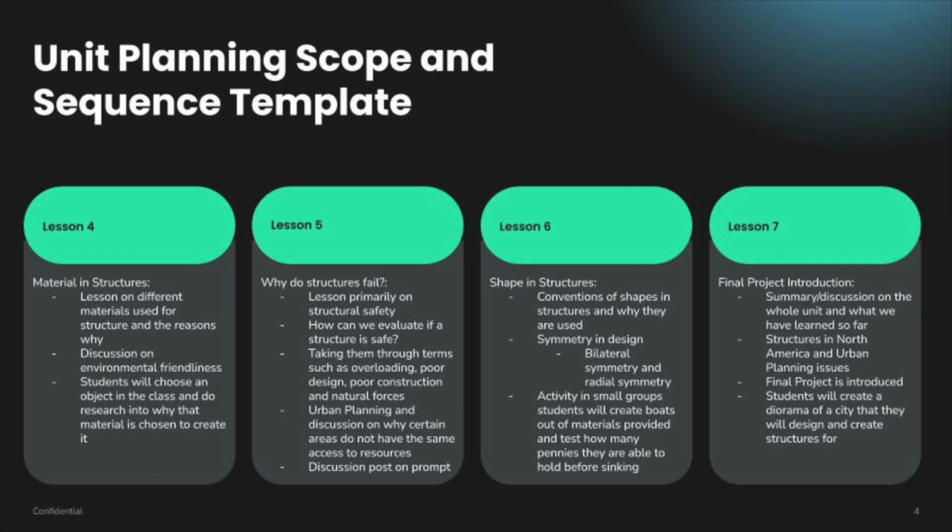Lesson 5 is about why structures fail and safety. So we're going to focus mainly on the safety aspect, evaluating how a structure is safe. I'm going to take them through terms such as overloading, poor design, poor construction, natural forces. We're also going to tie a lot into urban planning, discussing why certain areas don't have the same access to resources, which can sometimes create unsafe environments, and the reasons for this and stuff.